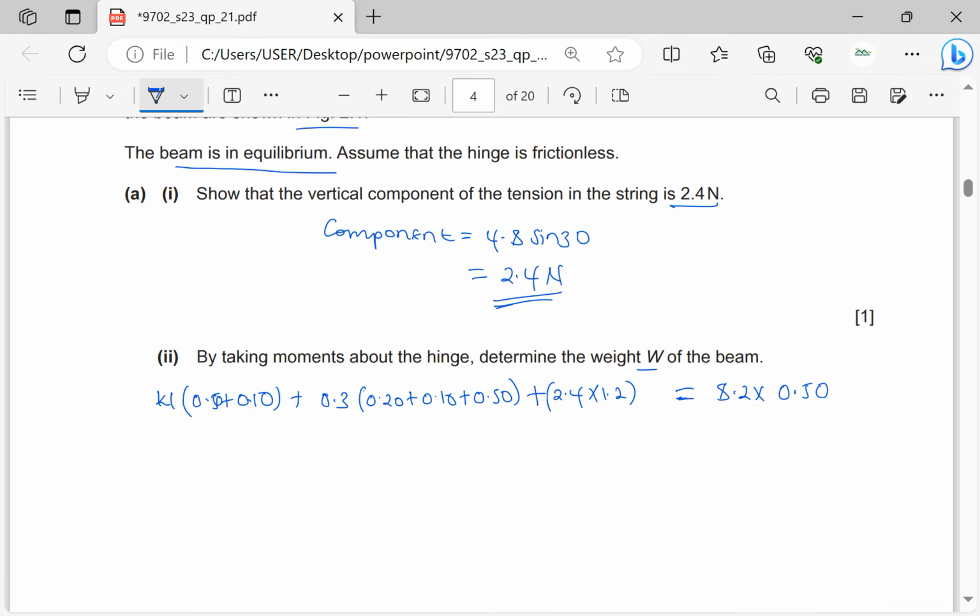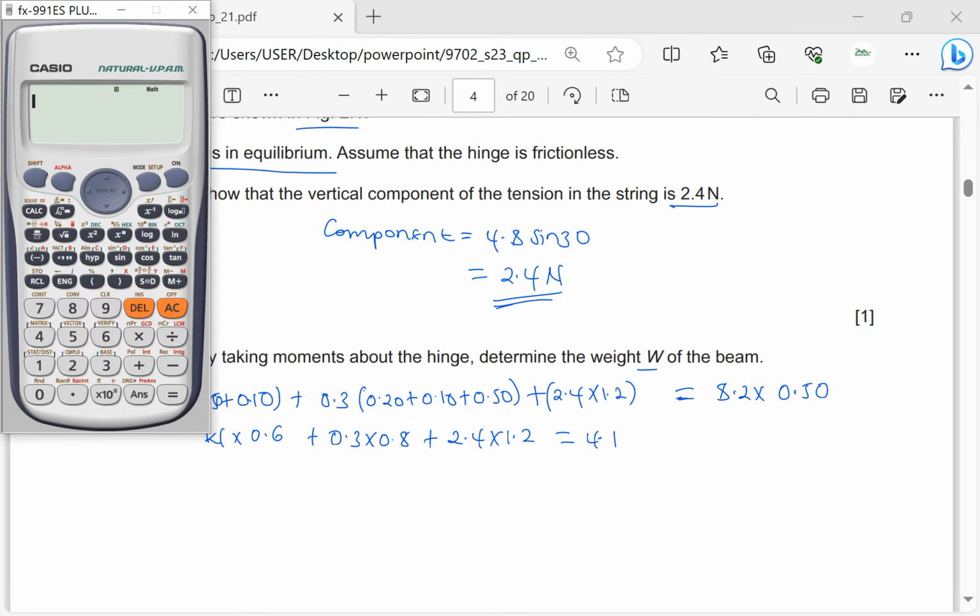So we can simplify this. So this is W times 0.6 plus 0.3 times 0.8, then plus 2.4 times 1.2 should be equal to, I think 8.2 times 0.5 is the same as 4.1, it is a half.